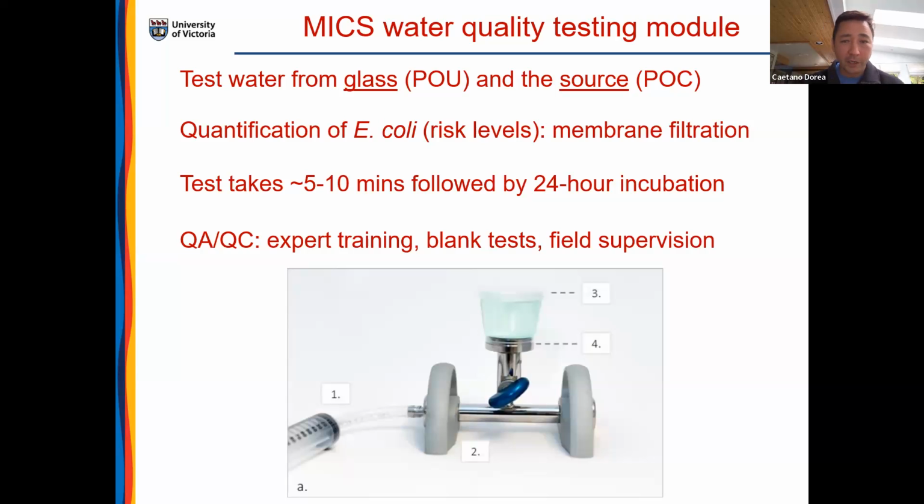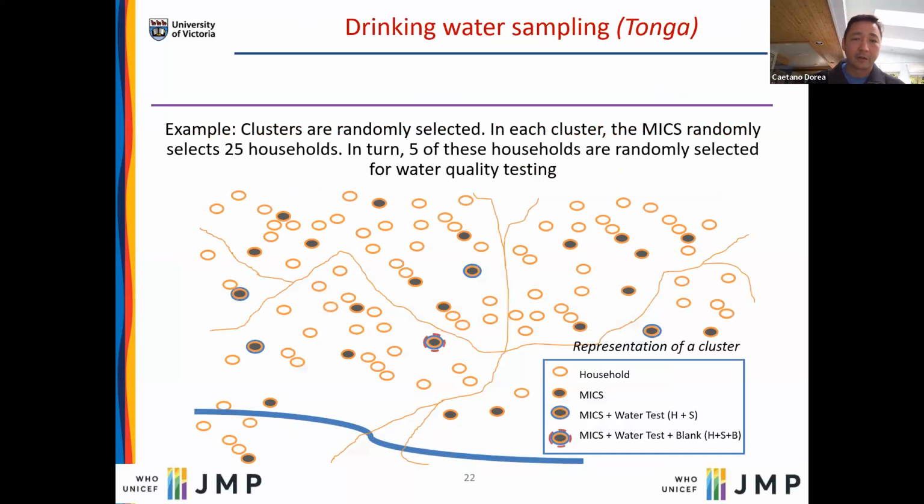So in MICS, we talk about clusters. A cluster is essentially a subset of a population that will give us a representative portrayal of the situation. So every country would be divided up into clusters.